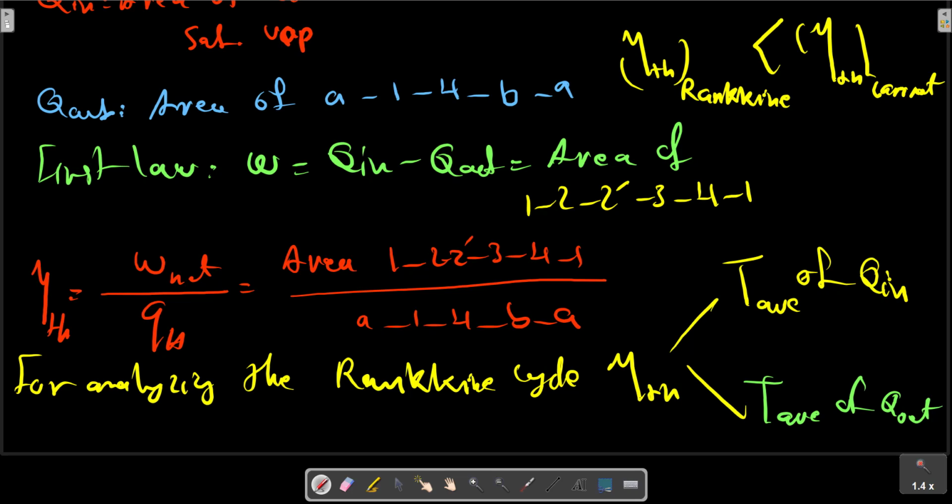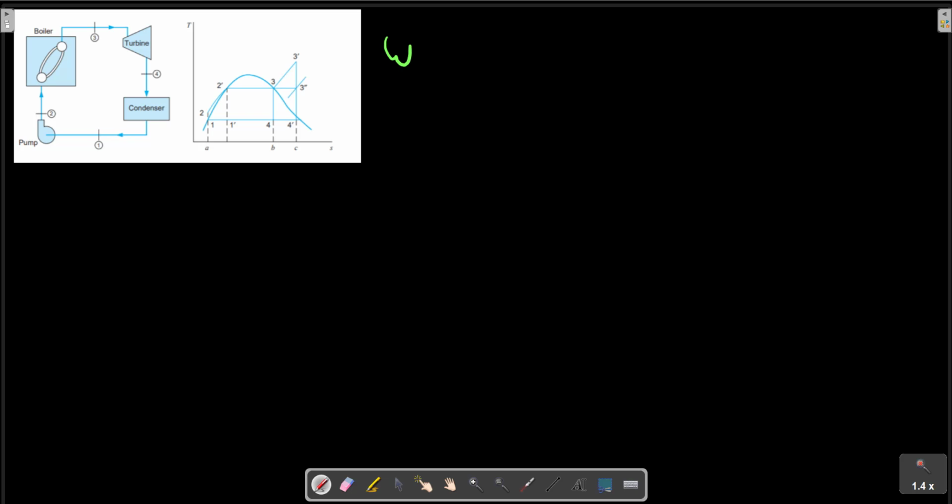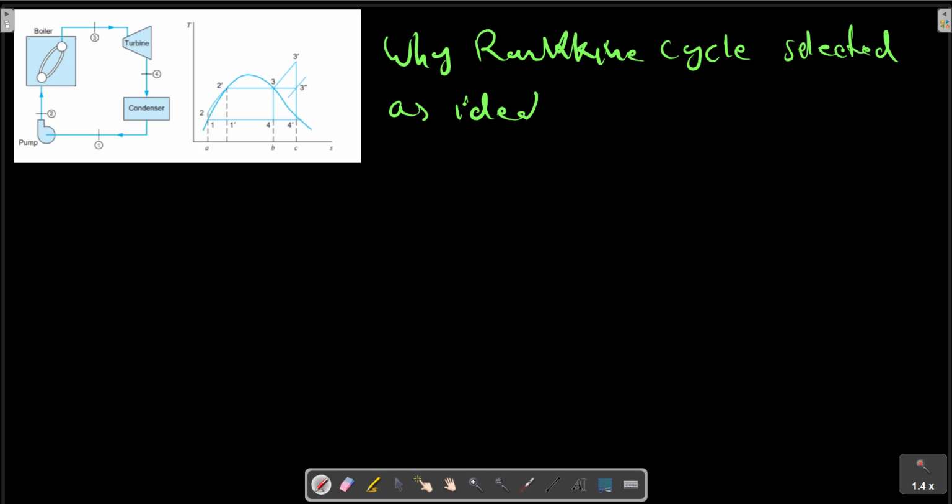The efficiency of the Rankine cycle is smaller than the efficiency of the Carnot cycle with the same maximum and minimum temperature, because the average temperature at which heat enters the cycle is different. We ask why choose the Rankine cycle as an ideal cycle, why not select the Carnot cycle. The main question is why the Rankine cycle is selected as the ideal and why the Carnot cycle is not selected.